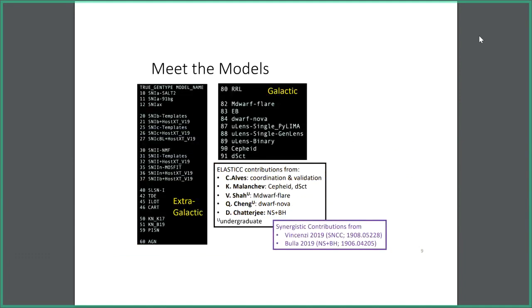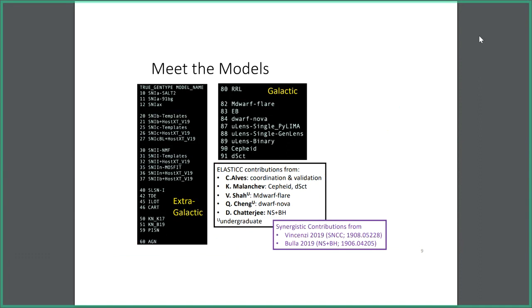Okay, next slide. So here's a list of all the models. On the left are the extragalactic models, mostly supernova. And on the right are the galactic models. Of course, for the galactic models there are plenty more, but this is at least the models that were contributed.